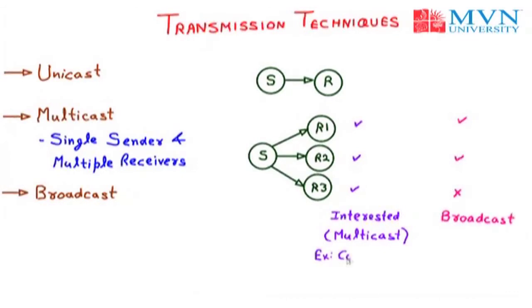So example of multicast is conference and the example of broadcast is seminar. Here right stands for the interested people and cross stands for the not interested candidate. So that is the difference between multicast and broadcast. And the next term we are going to discuss is geocast. So we have discussed the unicast, that means whenever we have the one-to-one communication. We have discussed multicast and broadcast, that is one-to-many communication.